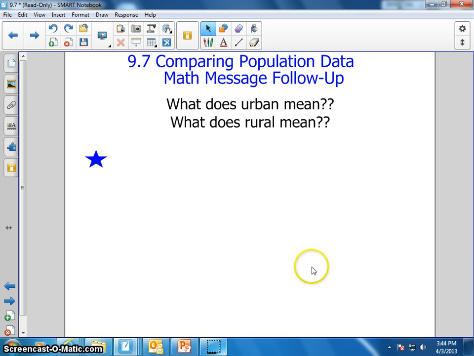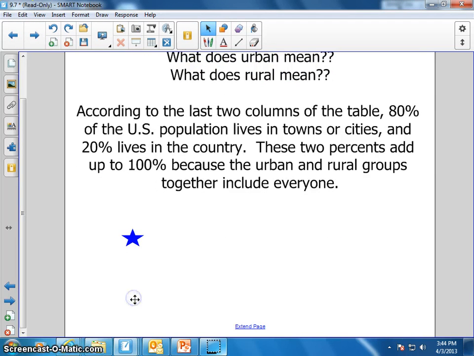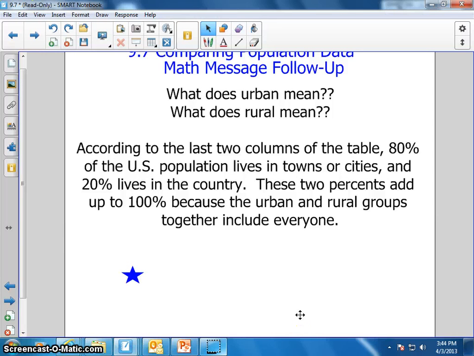Real quick review. What does urban mean and what does rural mean? Urban is living in a city or a town, and rural is living in the country, living in that sort of a region. So, according to the last two columns of the table, 80% of the US population lives in towns or cities, and 20% lives in the country. Notice how these two percents add up to 100, because these two regions include everyone, so this has to include the whole. And the two percents must add up to 100, because 100 is the whole.